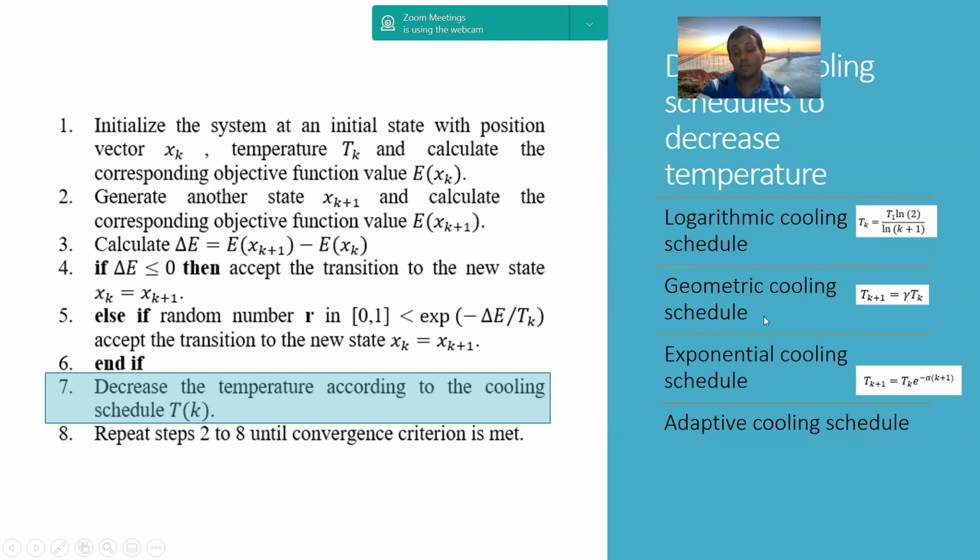Geometric cooling schedule, we have this gamma parameter. We can choose it to have a value between 0 and 1. If it is closer to 0, temperature decreases rapidly. If it is closer to 1, temperature decreases slowly. Exponential cooling schedule, we can adjust the value of alpha to decrease the temperature of the system. In adaptive cooling, we use a parameter that changes with the shape of the energy landscape in order to decrease the temperature of the system.